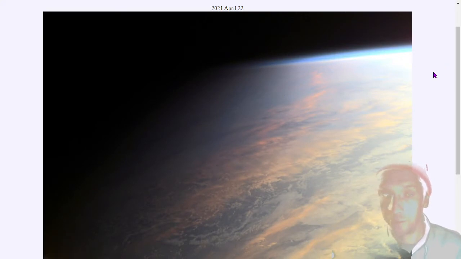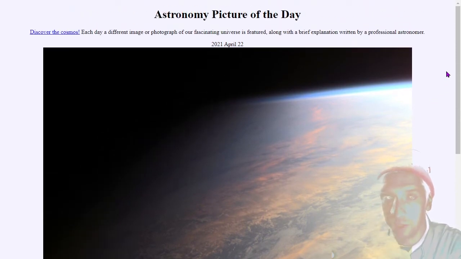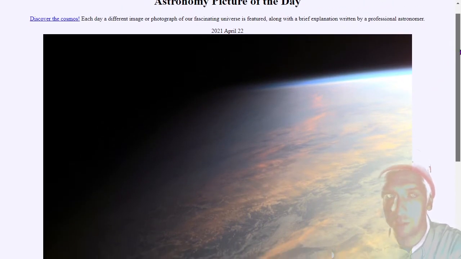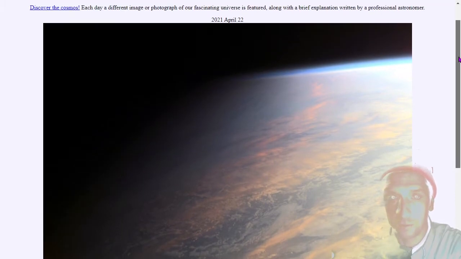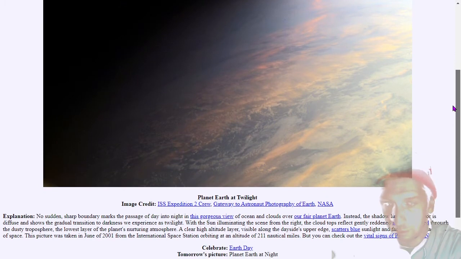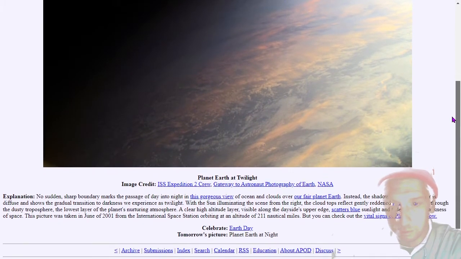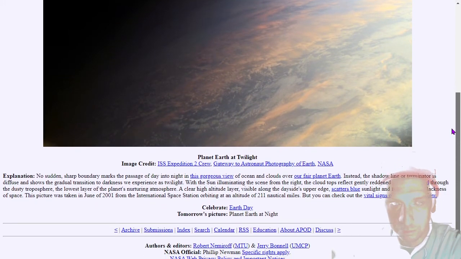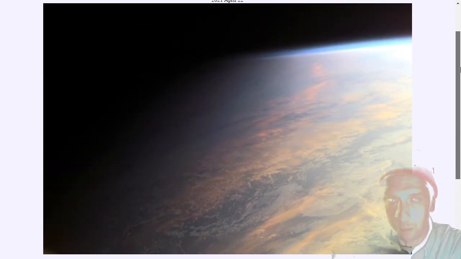Here's today's cosmology segment. First on the list is the astronomy picture of the day. Today's is twilight on Earth. From the International Space Station, perhaps? Astronaut photography of Earth, probably from the space station.